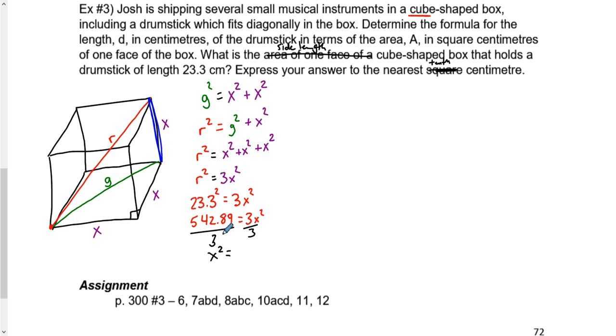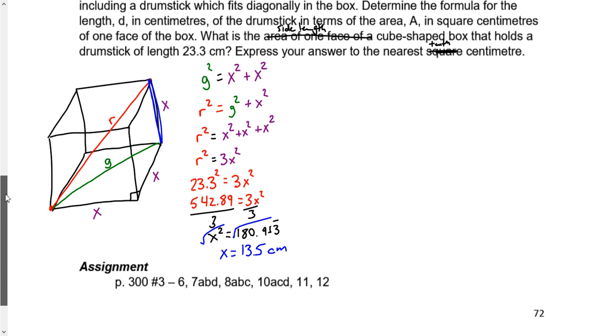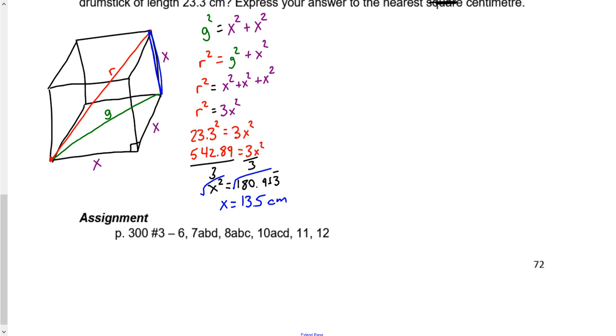So 542.89 divided by 3 would be 180.96 and 3 repeated. Take the square root, and it would be a 13.5 centimeter dimension box. Bit of fun. These are your questions for practice. So, have some fun. See you soon.